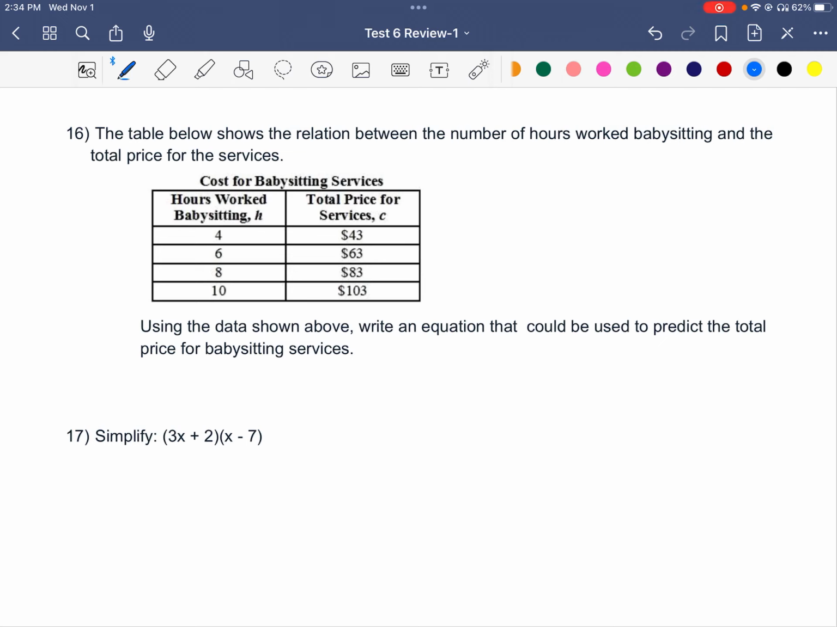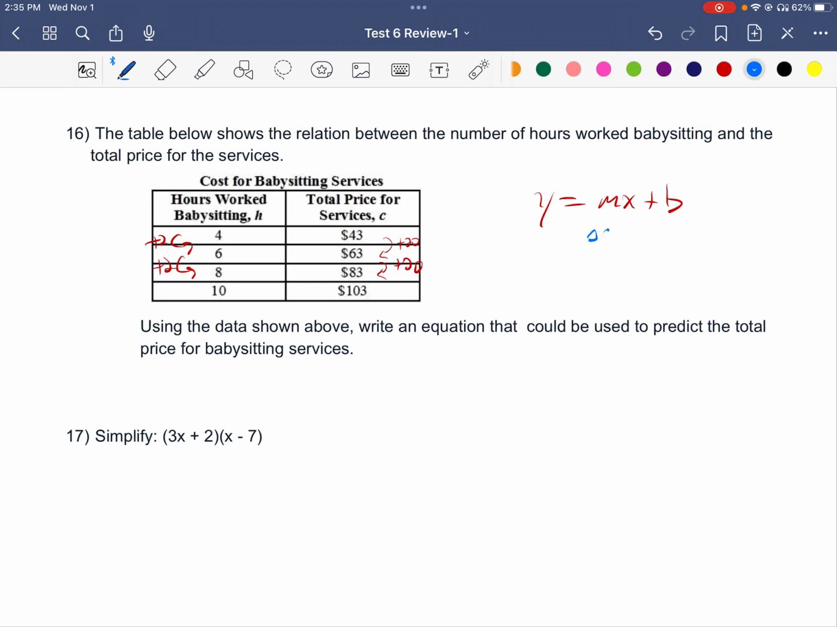Okay, so let's do the same thing that we just did on the one above it. Let's put this in slope-intercept form because you can see we have a constant rate of change. We're going up 20 on the y values. We're going up 2 on the x values. So that tells me that it's linear, so I could put it in slope-intercept form.